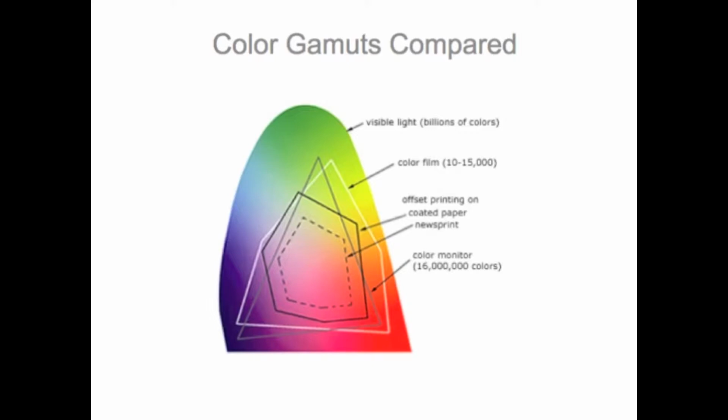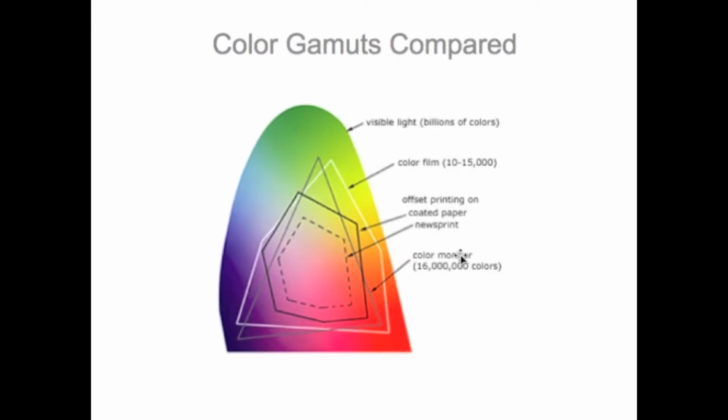So here's a two-dimensional representation of three-dimensional realities. If we look at the total perimeter, we can say that this would be visible light. That's the color capability within the range of visible light from red on one end to violet on the other. Color film, traditional color film like Ektachrome or Kodachrome, which by the way is not being produced or developed anymore, is much smaller, and it's represented by the white perimeter.